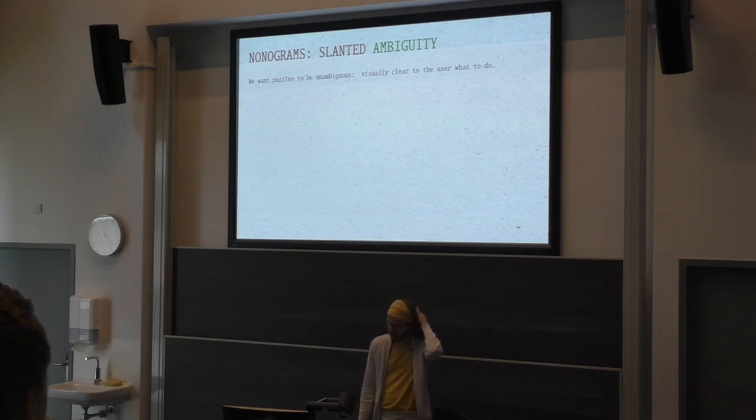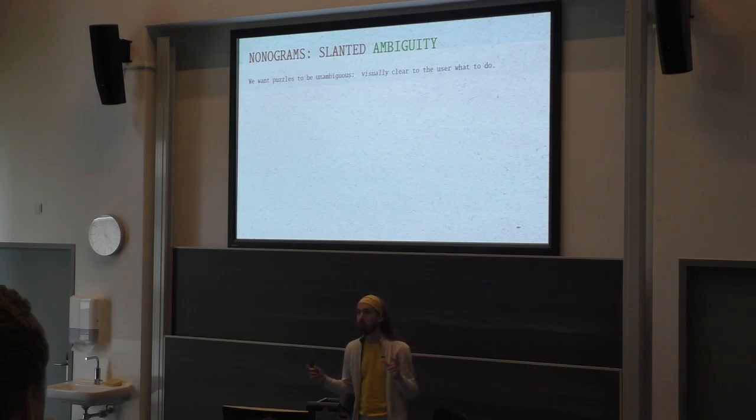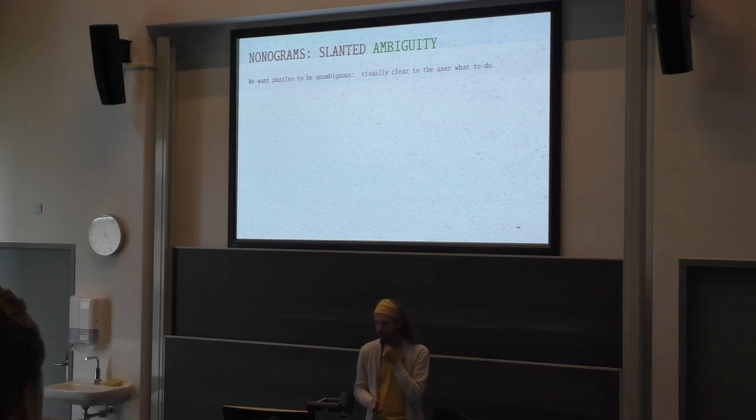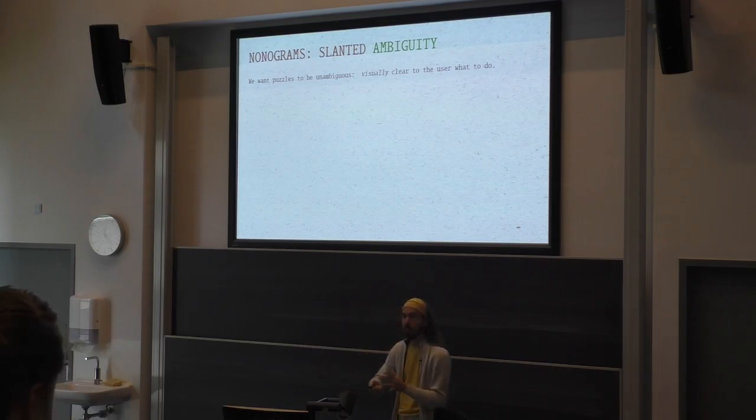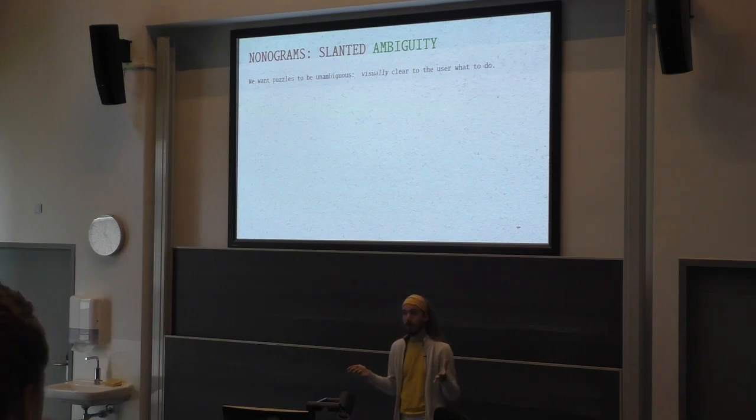Okay. However, there are some things we have to watch out for. So in particular, classical nonograms have cells that are all of the same size. And that's a nice property because if one cell is easy to see, then all of them are easy to see. However, with slanted nonograms, the cells can have very different sizes. And in particular, it could be that sizes become so small that you cannot see them anymore.